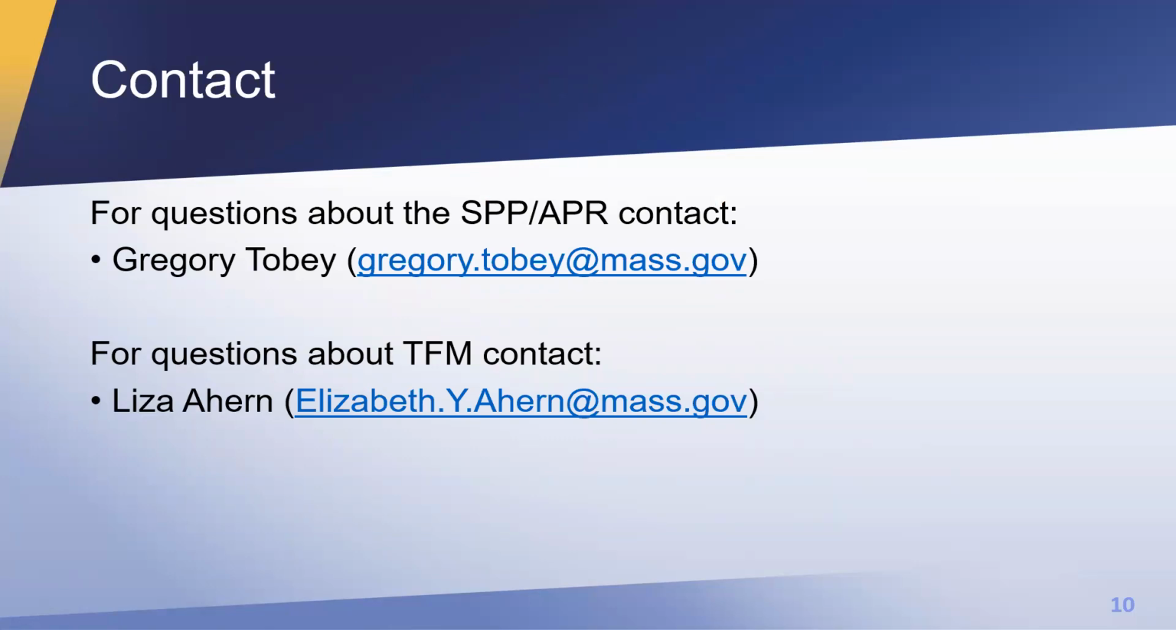Finally, if you do have any questions about the SPP APR in general, you are free to contact me. My email is there on the screen, gregory.toby@mass.gov. If you have questions about tiered focus monitoring or indicators 11 to 13 specifically, as it relates to public school monitoring, you can contact Liza at elizabeth.y.ahern@mass.gov, and we'd both be happy to answer any questions for you.